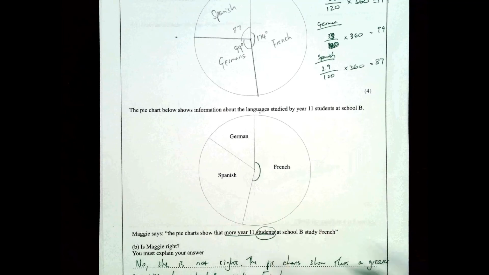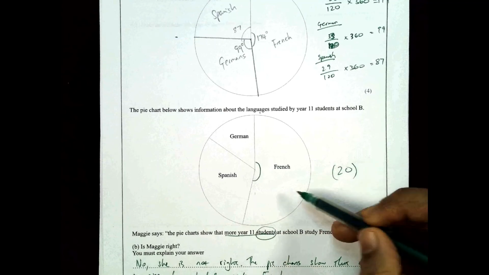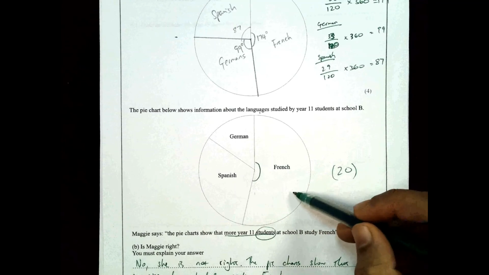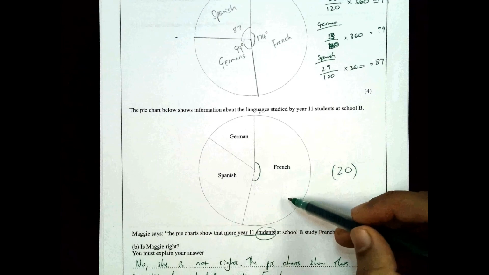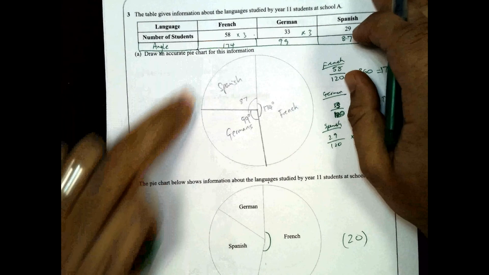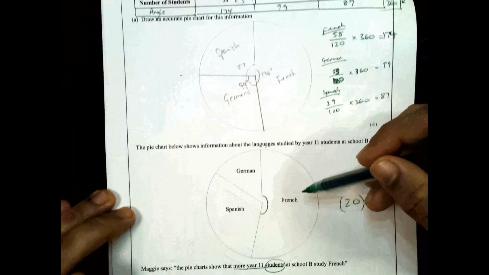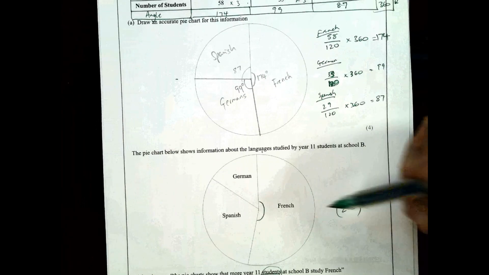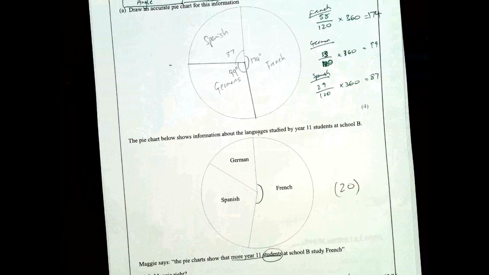Because, as I say, what if this only represents 20 kids? If that represents 20 kids, and this is a little bit more than half, that might only be 12 kids. So even though the angle's quite big, 12 kids is not bigger than whatever we had before, 58 students study French here. So even though, yes, it's a bigger piece of the pie, it may not be more of the population. And that's the answer.